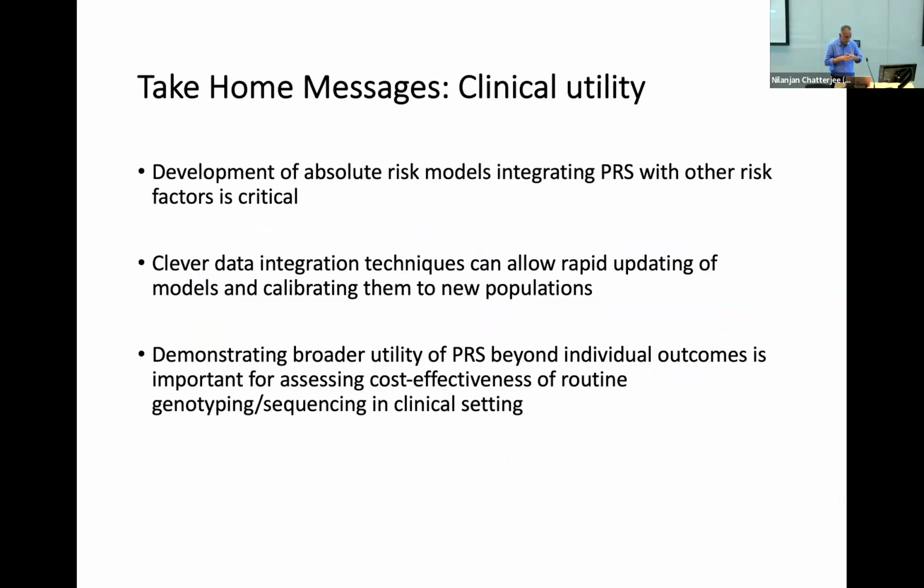So just the final concluding slide is that for showing clinical utility, the absolute risk models are absolutely essential. And another point we try to make is that other than showing clinical utility for individual diseases, individual cancers, we can try to do things to show more broader utility, especially if you're thinking about whether this is a cost-effective technology, right? Because the nice thing about the technology is that once you collect the data, you can distribute it over many, many different diseases. So this was one application to show the broader utility.